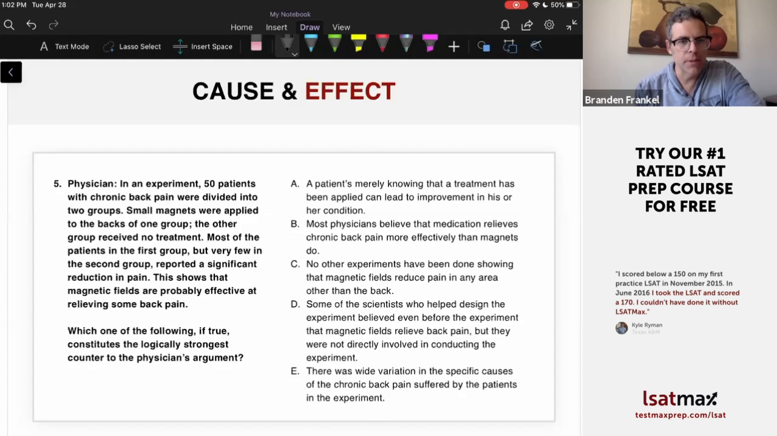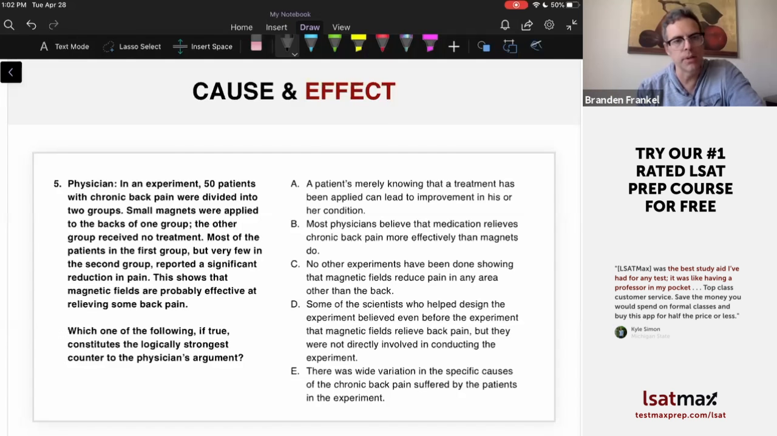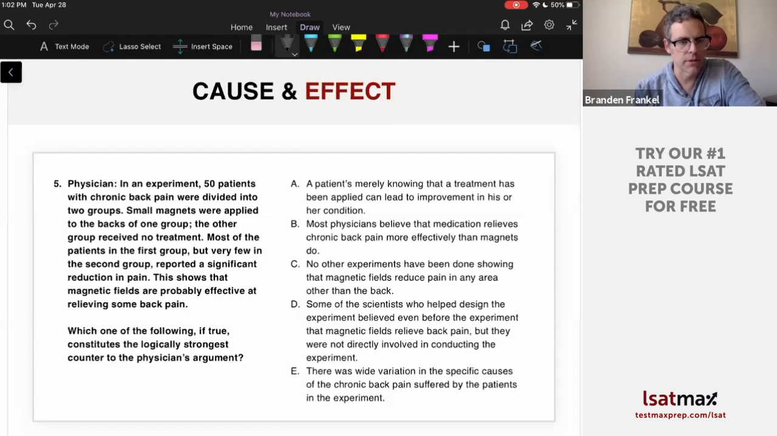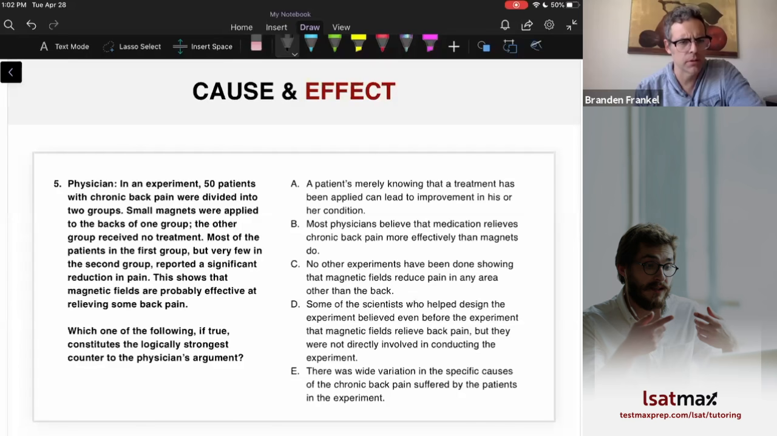Can cause and effect be worked through like conditional logic? To some extent, yes, because you can construct causal chains. If A causes B and B causes C, you know that A causes C. The difference is that there is no contrapositive. So it's not that not A causes not B, or not B causes not C. They are similar, but they are different concepts, and I would try to keep them separate.